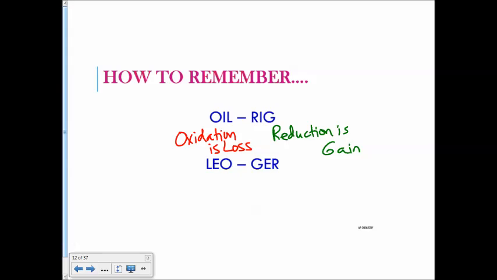Now, some people like LEO the lion says GER, but if you think of Leo as a lion going GER: lose electrons, oxidation; gain electrons, reduction. You can use that one too if that one's easier for you to remember. I prefer OIL RIG myself, but LEO GER works too. Lose electrons, your oxidation. Gain electrons, your reduction. Either one should be fine.